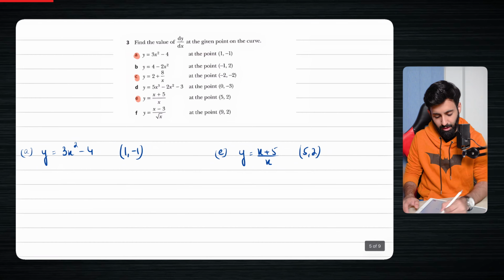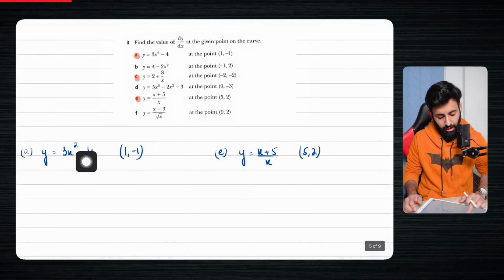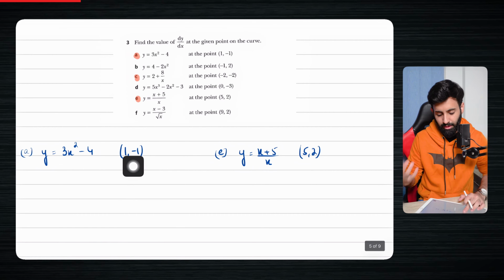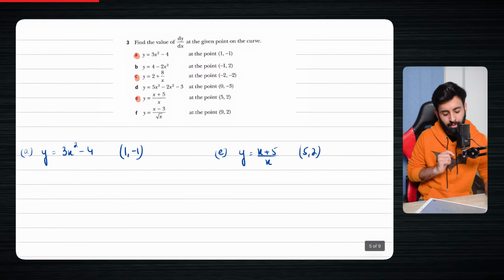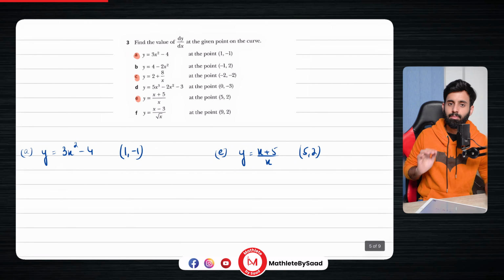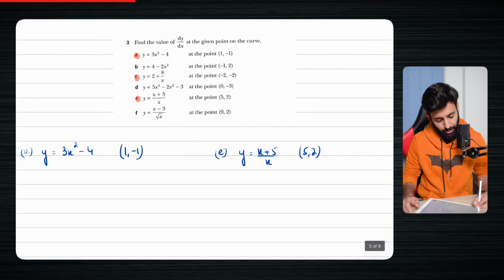So here we have the equation of the curve, which is y equals 3x squared minus 4, and you have to find the gradient, as you can see, dy by dx at the point (1, -1). Now, let me tell you something. The y coordinate, if you already have the x coordinate, is completely irrelevant. Okay, why? Because let me show you.